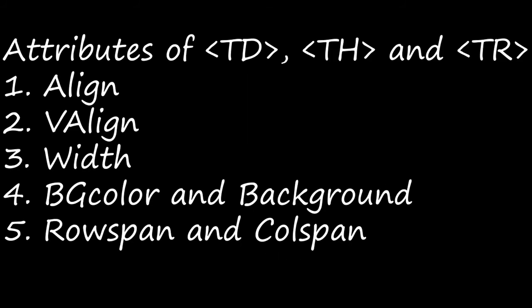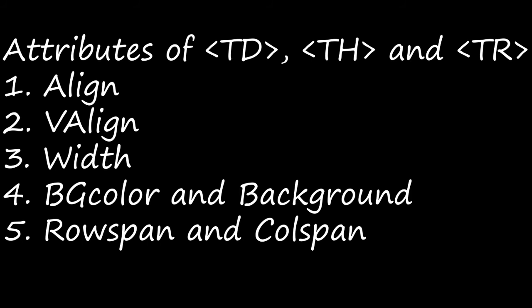Okay, and the next one is attributes of TD, TH, TR. What is TD? What is TH? What is TR? It is the cell, column and a row of the table. Right, now we are going to see the attributes of this row and column and the content in the cell of the table. First attribute is align. This is used to specify the horizontal alignment of the content. Okay, horizontal alignment of the content means within the cell.